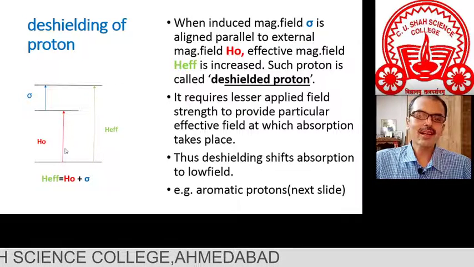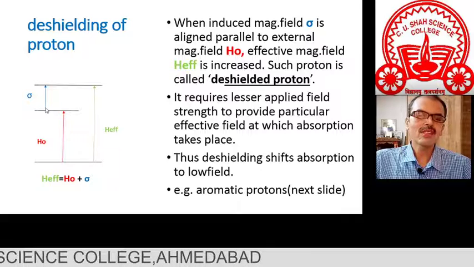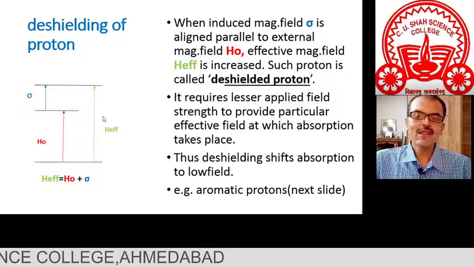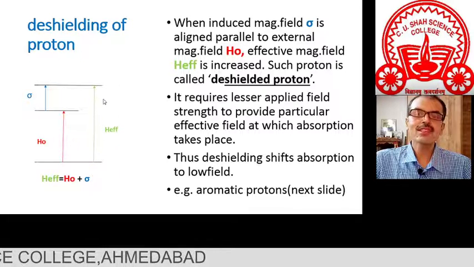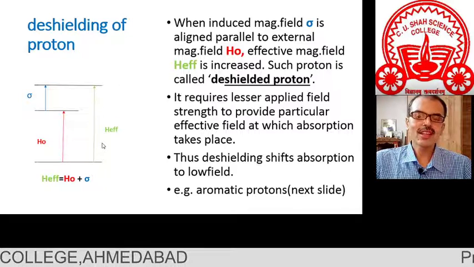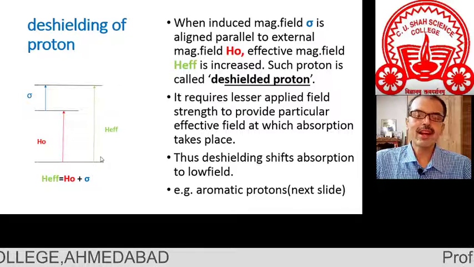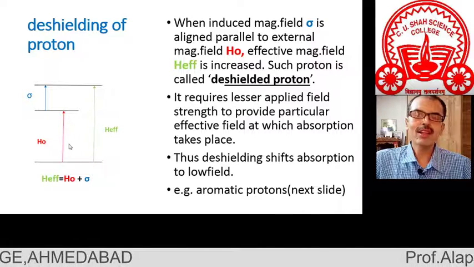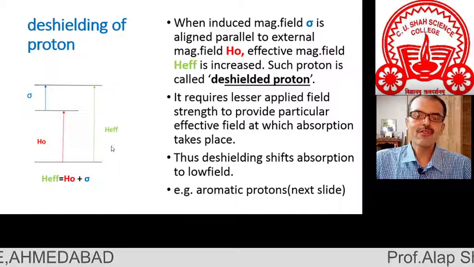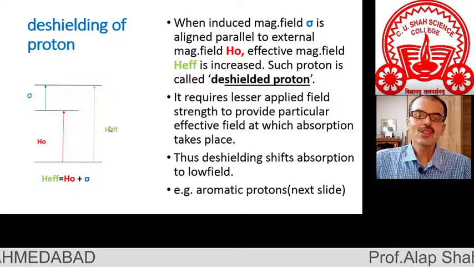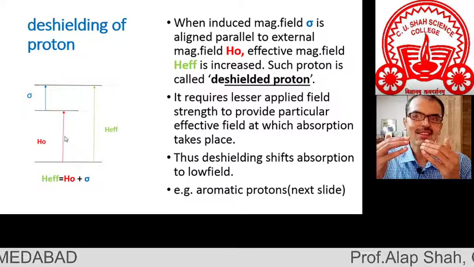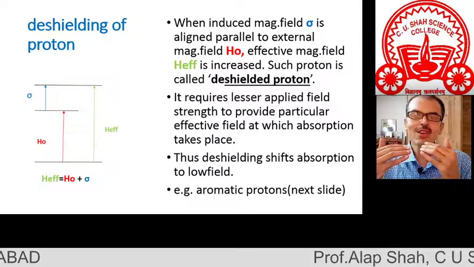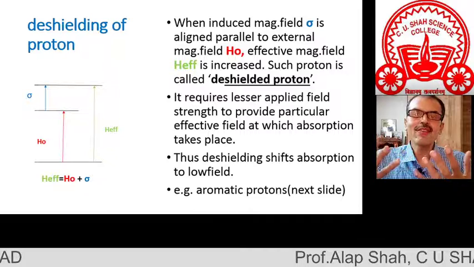Suppose the external magnetic field is 30, and sigma is 20. Since they are parallel, there is a sum, so the effective magnetic field experienced is 50. In other words, suppose 50 is required for resonance, you should only provide 30 applied magnetic field, because the net magnetic field experienced would be 50. So we are providing less, but they experience more. This is deshielding, not protecting; on the contrary, more magnetic field is experienced.